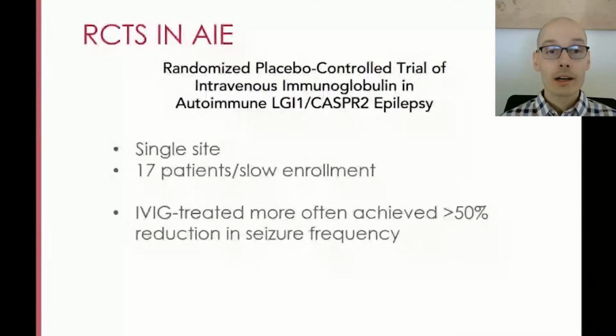Early trials into the arena focused on LGI1 Caspr2 related epilepsy and IVIG versus placebo. Now, this particular study had slow enrollment and 17 patients and was not statistically significant, but suggested that IVIG treated patients with LGI1 Caspr2 epilepsy more often achieved greater than 50% reduction in seizure frequency, which is important to show because that opens up IVIG potentially to insurance approval for these conditions.